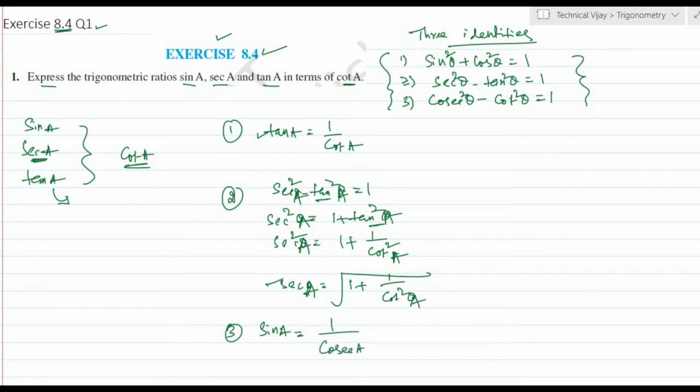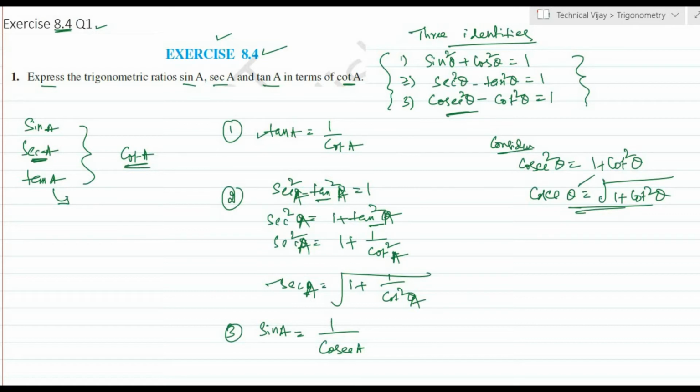But see here, cosecant square theta minus cot square theta is equal to 1. So consider the third identity. Cosecant square theta is equal to 1 plus cot square theta. So cosecant theta is equal to the square root of 1 plus cot square theta. Here theta can be replaced with A. So sin A is 1 by cosecant, which is 1 divided by the square root of 1 plus cot square A. Sin A can be written in terms of cot A as 1 divided by square root of 1 plus cot square A. Tan A is 1 by cot A. Secant A is the square root of 1 plus 1 by cot square A.